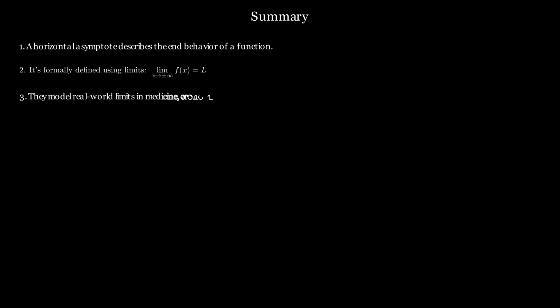So let's recap. 1. A horizontal asymptote describes the end behavior of a function, what value it approaches as x goes to infinity. 2. It's formally defined using limits. The line y equals L is an asymptote if the limit of f of x is L. And 3. They model real-world limits and steady states in fields like medicine and economics. Understanding them gives you a powerful tool to analyze the long-term trends of complex systems.